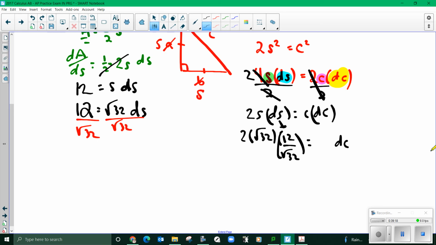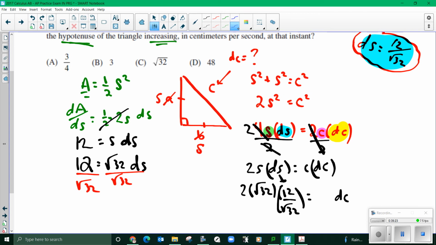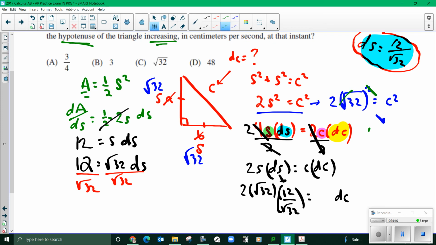How am I going to figure out c? Well, I know what s is. Isn't s the square root of 32? I'm just going to use this to figure out c. 2 times the square root of 32, that's my s. I need to square it, equals c squared. The square root and square cancel. So 2 times 32 is 64 equals c squared. So c is 8. That's nice. That's just going to plop right down here, 8.